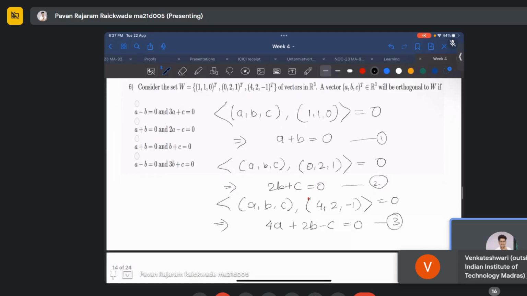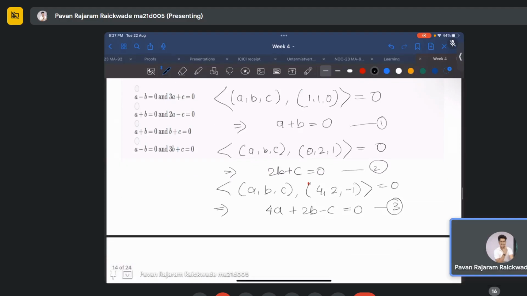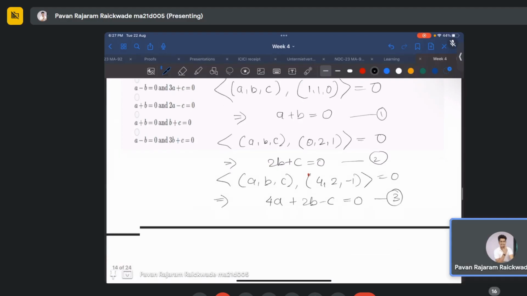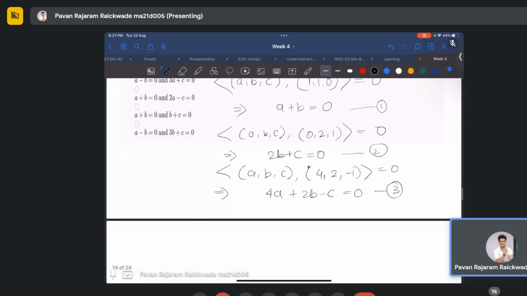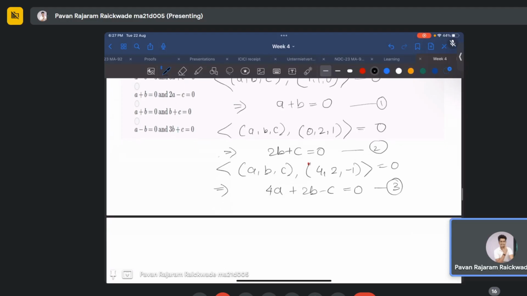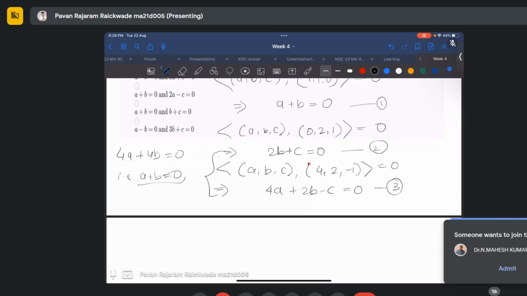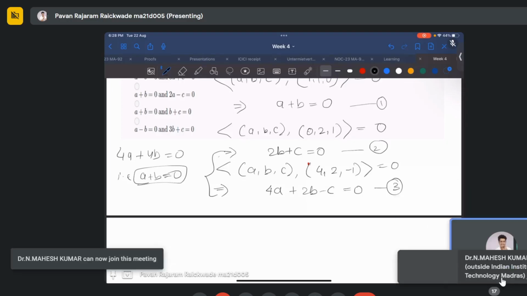So how do you boil down these three conditions to just two conditions? Simple. The most simple thing is a matrix, or simply just add these two. Let's see what happens. If I add these two, I get 4A plus 4B is 0. That is A plus B is 0, which is again the first condition. A plus B has to be 0.